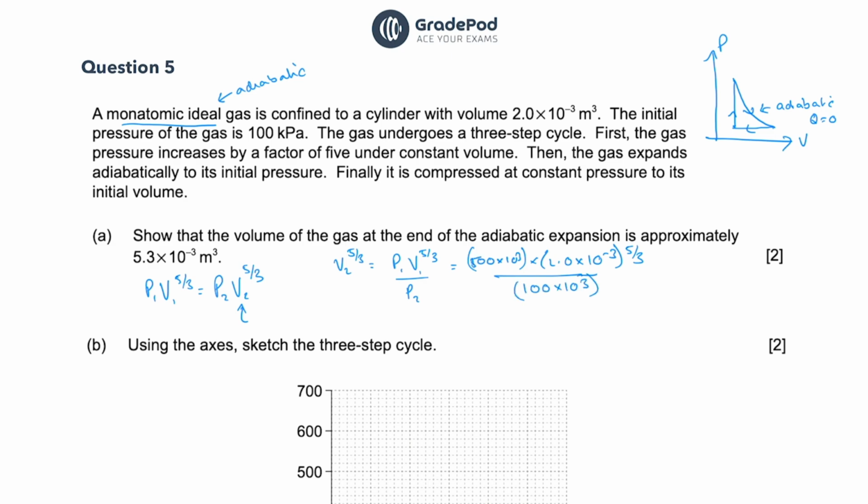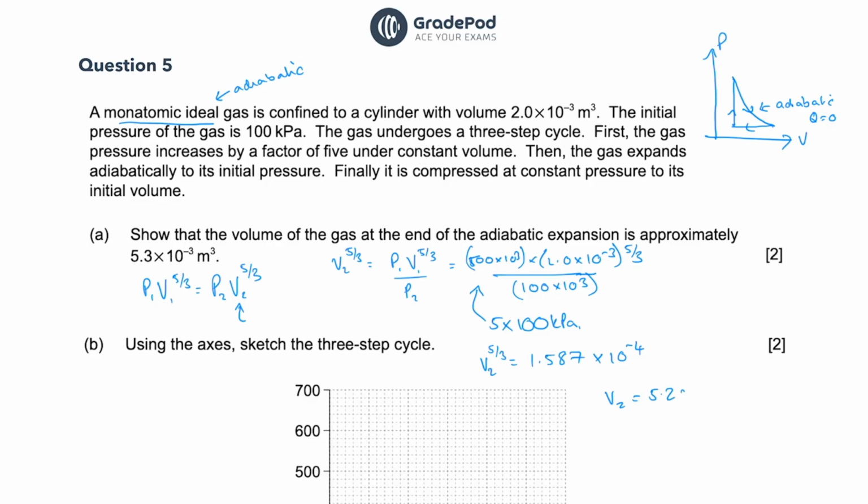The only thing you might have missed during this point is the pressure at the top of the adiabatic expansion is 5 times the initial pressure. So it was 5 times 100 kilopascals. So that's why I put 500 in there and 100 down the bottom. So the value of V2 to the power 5 over 3 is equal to 1.587 times 10 to the minus 4. Therefore, the volume of 2 is equal to 5.25 times 10 to the minus 3 meters cubed.